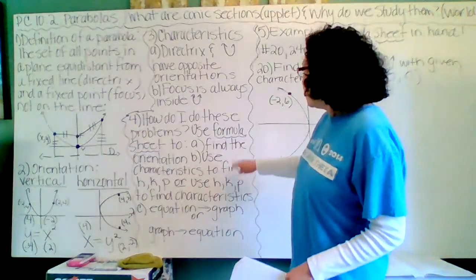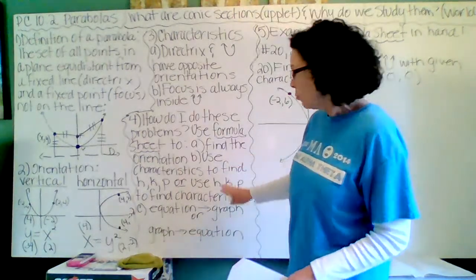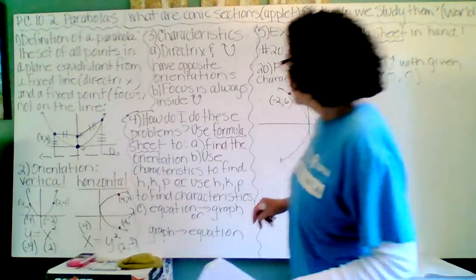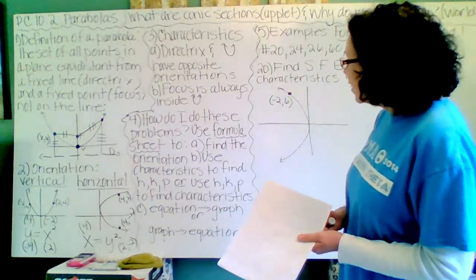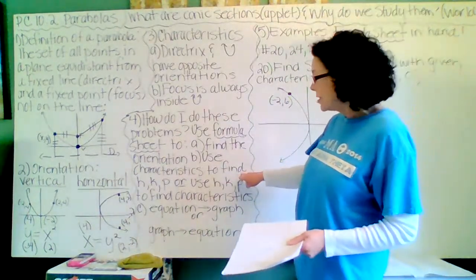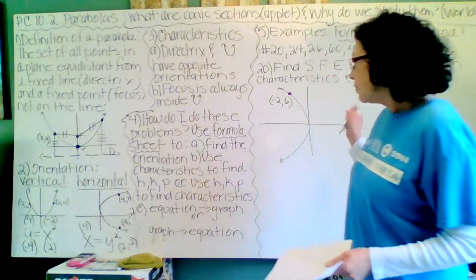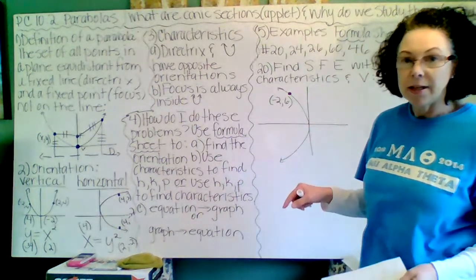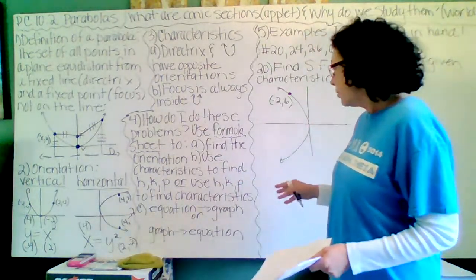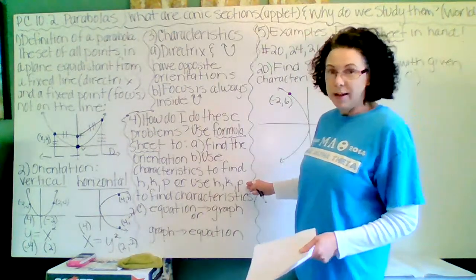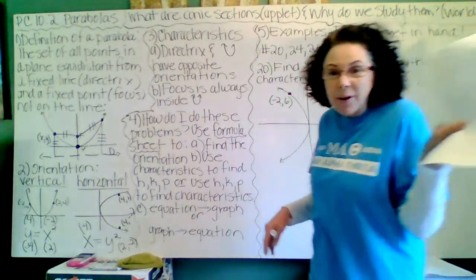So we find the orientation, so we know which type of equation and graph we're looking at. And then either we use our characteristics of the parabola to find the variables H, K, and P, or we have H, K, and P in the equation of the parabola.